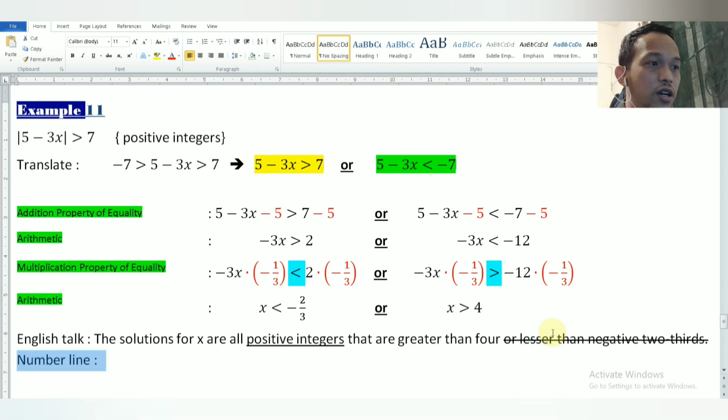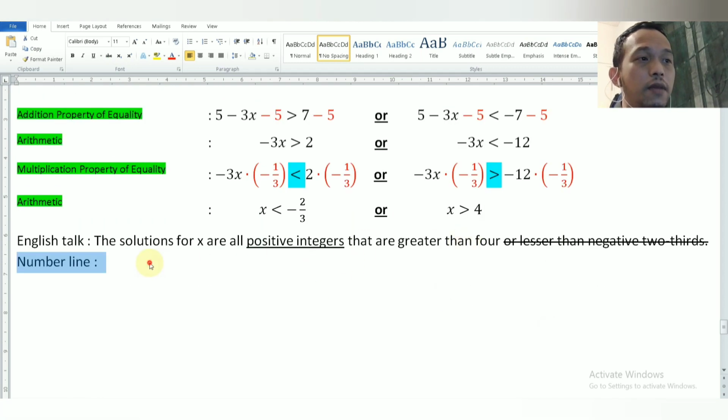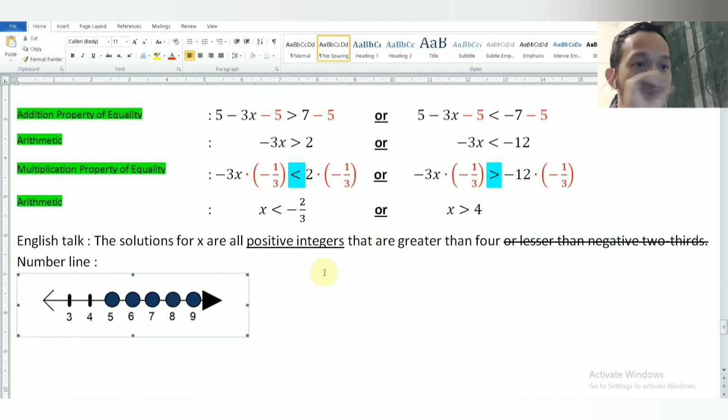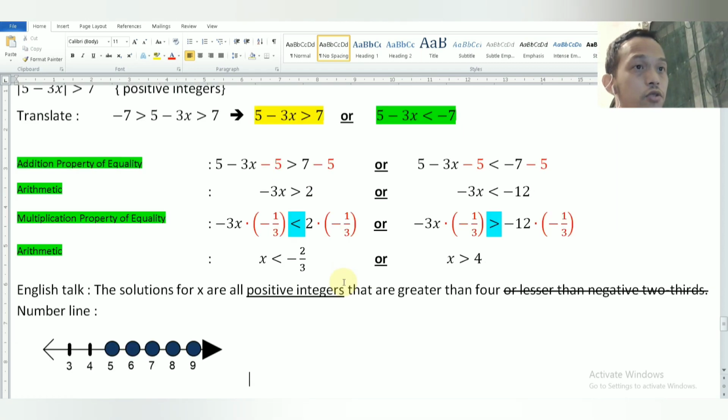So in the end, let's speak about the number line. What are all the positive integers that are greater than 4? Since 4 is not included, let's start at 5, and then 6, 7, and go up. 5, 6, 7 with closed circles, and then thicken the right arrow to show that it continues the same pattern to infinity. That's how you solve this last example.